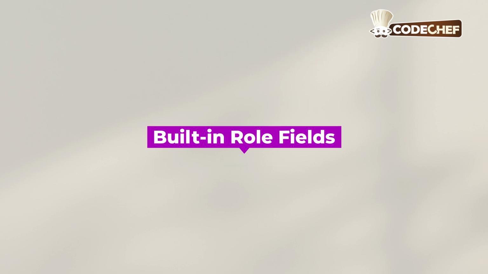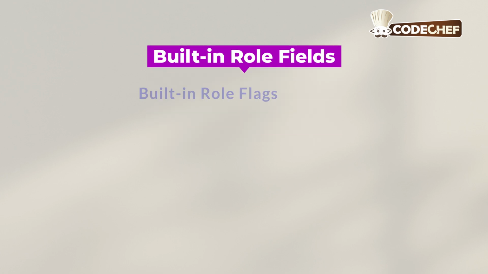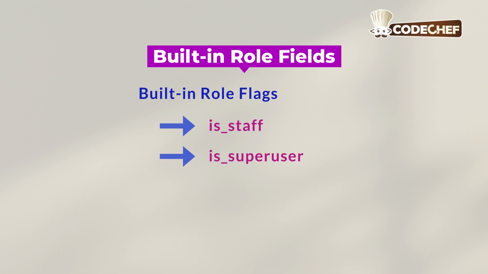Let's look at the built-in role fields. The Django user model includes two important Boolean fields. One is isStaff. isStaff allows a user to access the Django admin panel. And then we have isSuperUser. isSuperUser gives a user all permissions automatically without needing explicit assignment. Superusers are usually limited to trusted administrators.